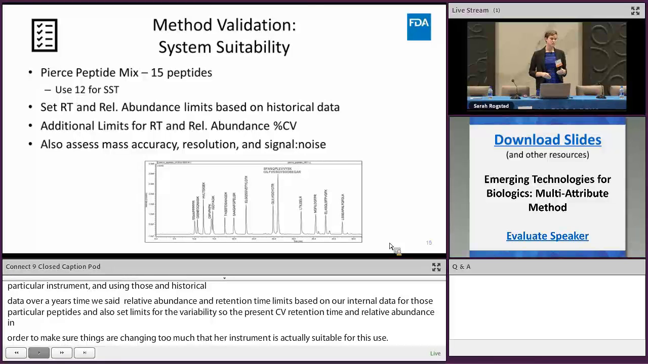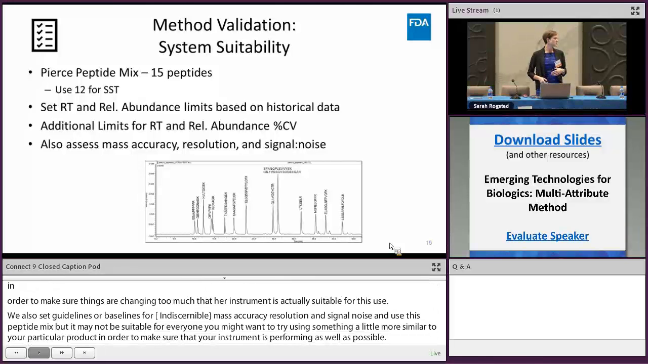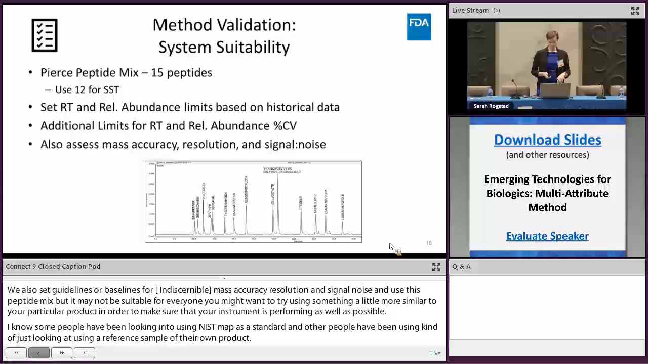We have been using this Pierce peptide mix, but it may not be suitable for everyone. You might want to try using something a little more similar to your particular product in order to make sure that your instrument is performing as well as possible. I know some people have been looking into using NIST-MAP as a standard, and other people have been looking at using a reference sample of their own product. That's up to you, and if you provide a good justification, then we can talk about that.